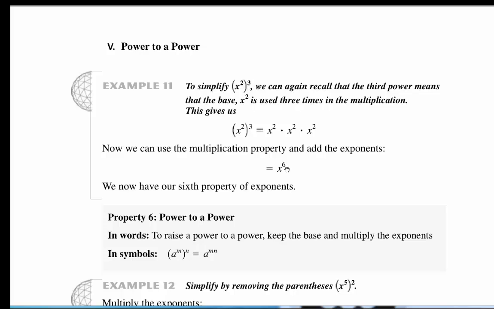Another way to look at it is repeated multiplication. So that's x squared times x squared times x squared, 3 times. And then we know when we multiply the same base, we just add the exponents. So 2 plus 2 plus 2 is 6. So let's look at a few practice problems.